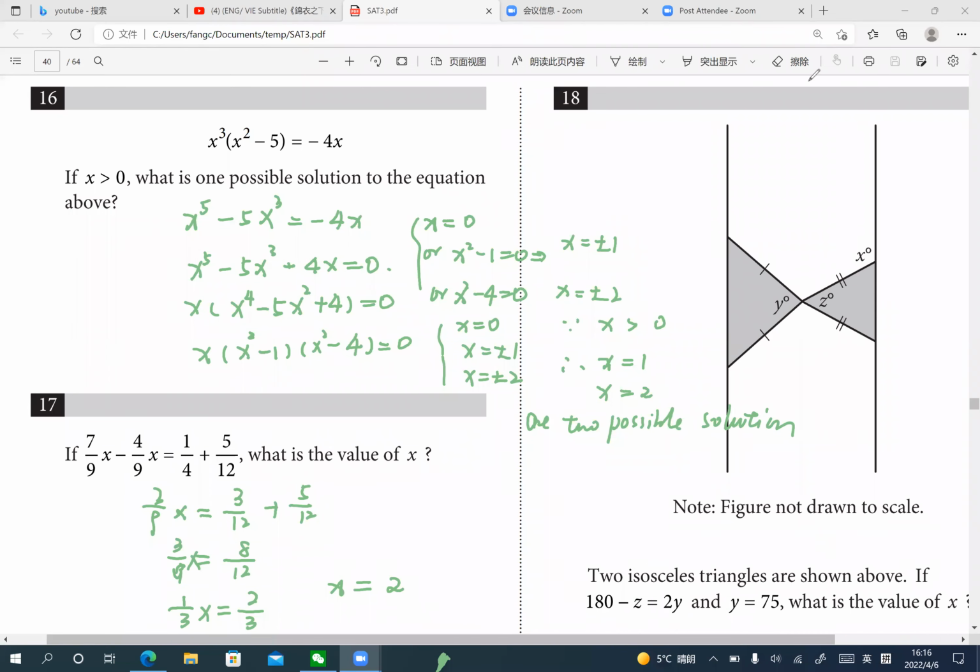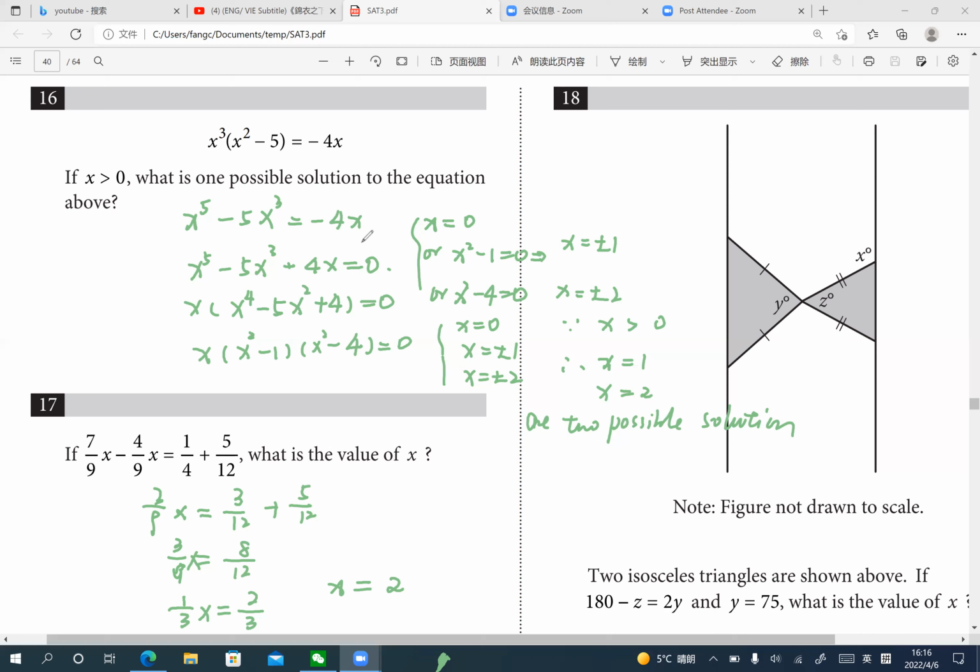Question 16. x cubed times (x squared minus 5) equals negative 4x. If x is greater than 0, what is one possible solution to the equation above? So first, use the distributive property. We get x to the power of 5 minus 5x cubed equals negative 4x.